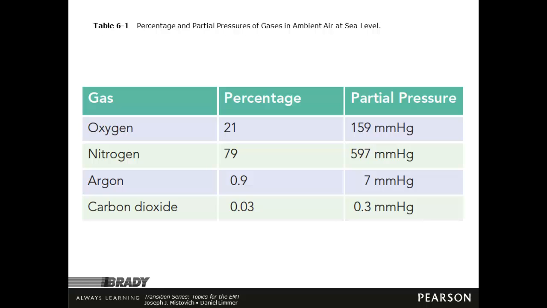The pressure of the gases on our body is measured in millimeters of mercury. Oxygen, which comprises 21% of the air, comprises 159 millimeters of mercury of the pressure against our skin. Nitrogen, which comprises 79% of the air, exerts a pressure of 597 millimeters of mercury, and argon and carbon dioxide and other trace elements comprise another 7.3%, or 7.3 millimeters of mercury.